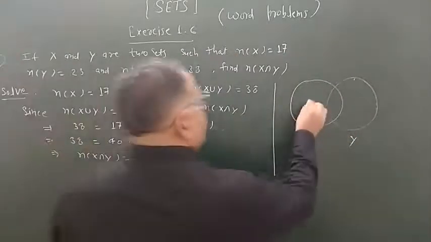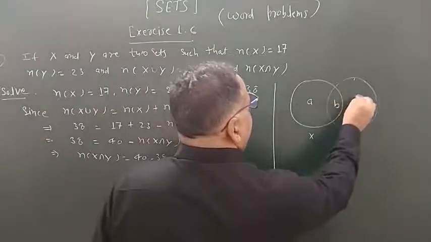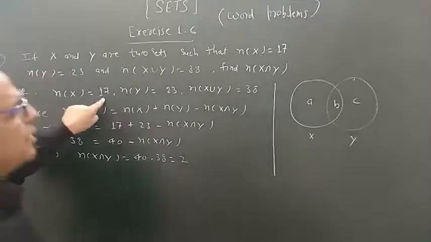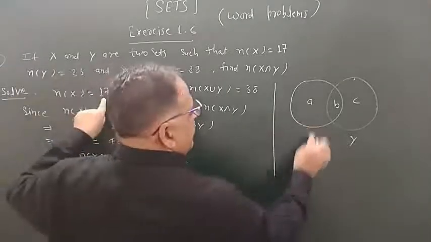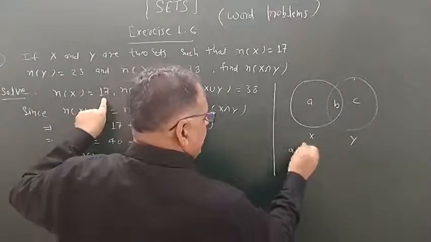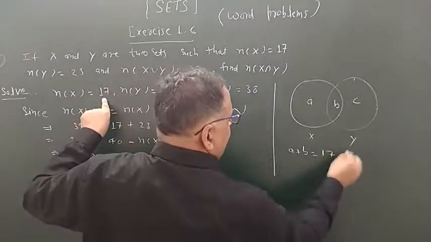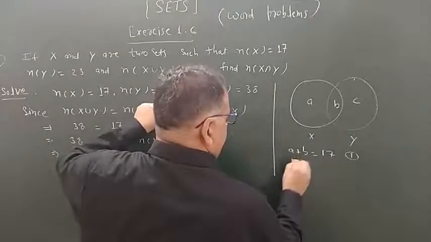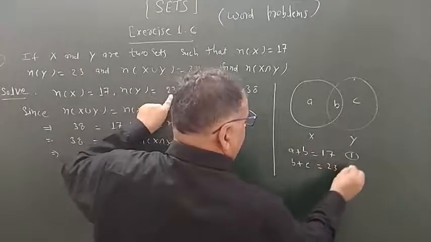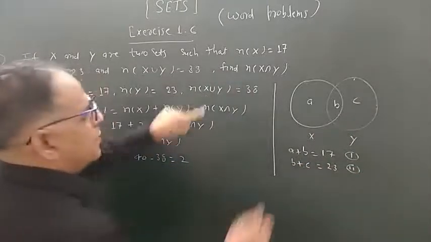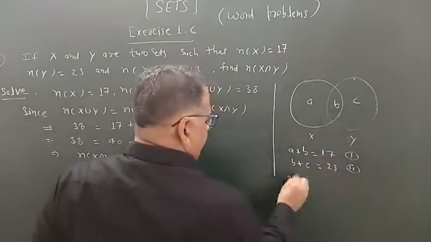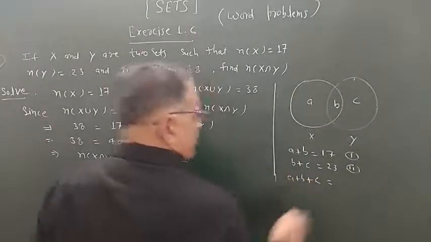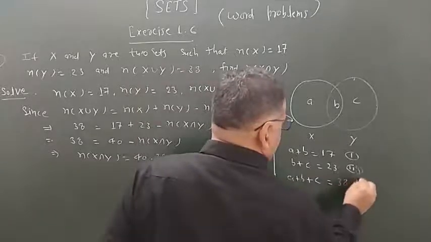Here, suppose that this is A, this is B, and this is C. According to the question, n(x) equal to 17. So here the parts of x are A and B, so A plus B equal to 17. n(y) equal to 23, that means B plus C equal to 23. And the union, that means the total values, A plus B plus C is equal to 38.